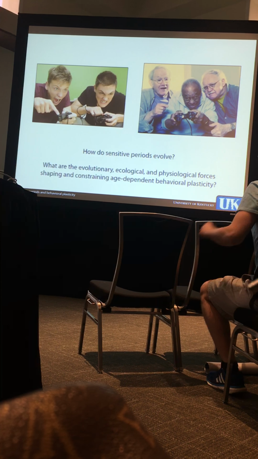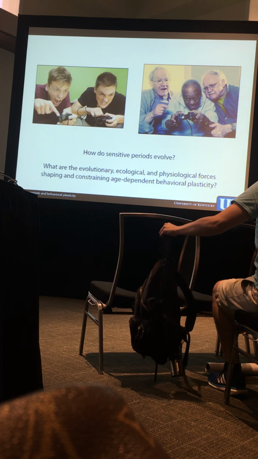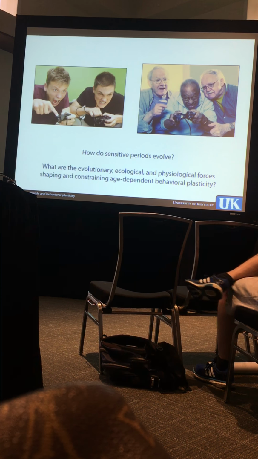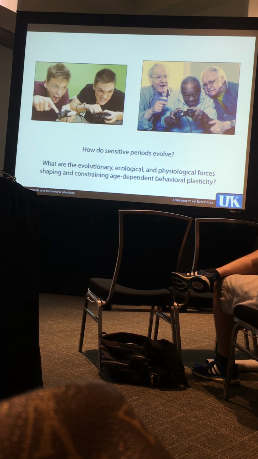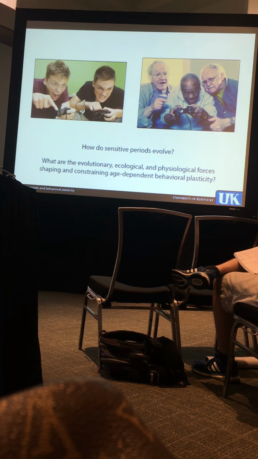So this motivates a more general question about how do these kinds of sensitive or critical periods evolve, and more specifically, what are the evolutionary, ecological, and physiological forces that shape or constrain patterns in age-dependent behavioral plasticity?